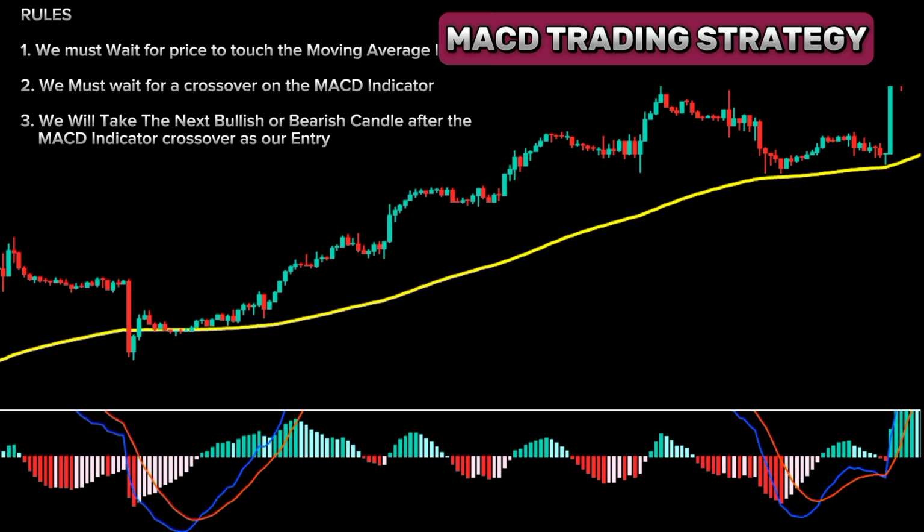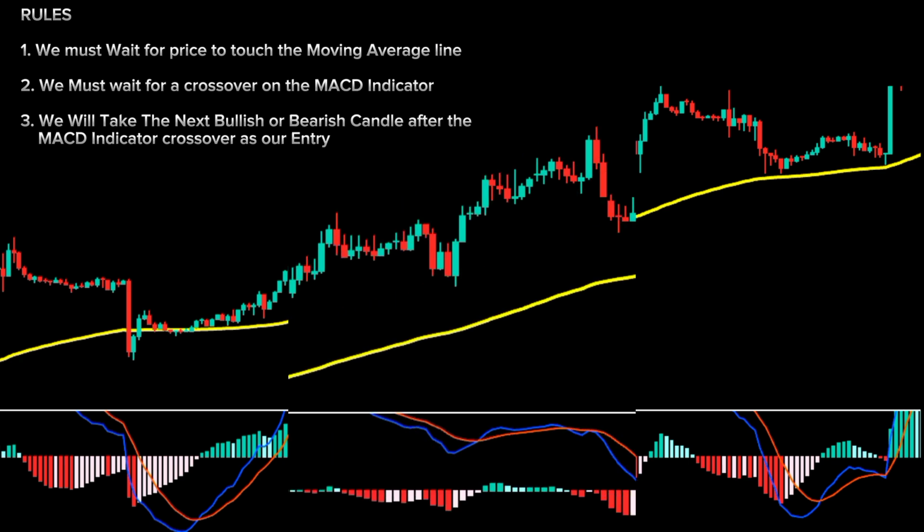We use number 1 to get on the trend and have a trend retracement for more effective trading. We use number 2 to confirm the trend and the momentum of the market. And number 3 will be our entry candle after the crossover. Now let's see an example of these 3 rules used together.